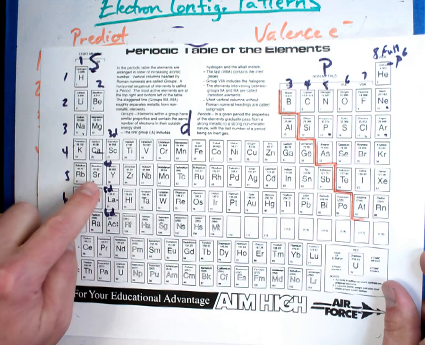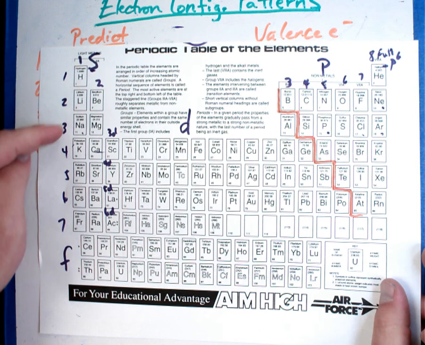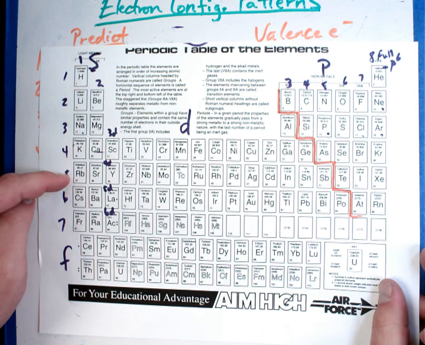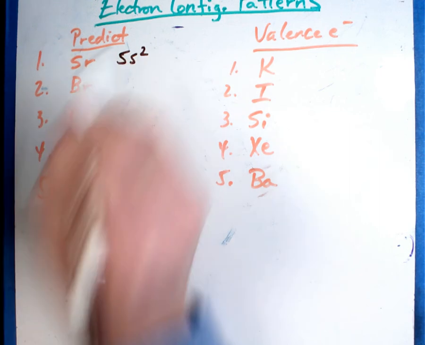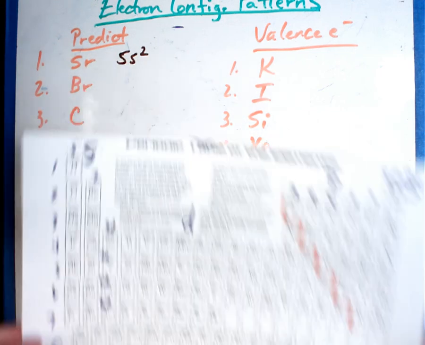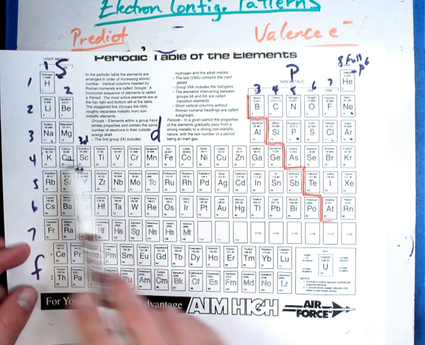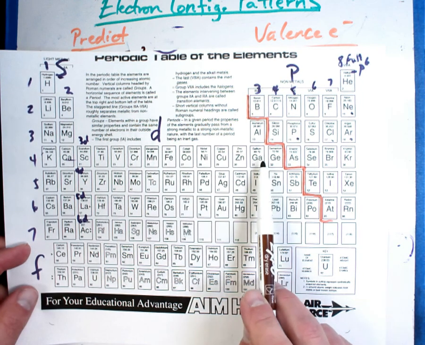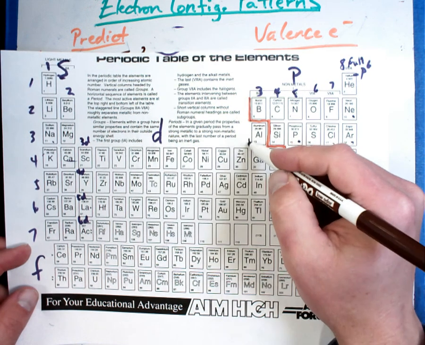Strontium, Sr, is right here. If I count my streets, 1, 2, 3, 4, 5th street, S section, 2nd house. 5S2 should be the answer. If you're doing bromine, he is in the 4th street. He lives over in the P section, so 4P, 1, 2, 3, 4, 5. Ooh, a little bit tricky.